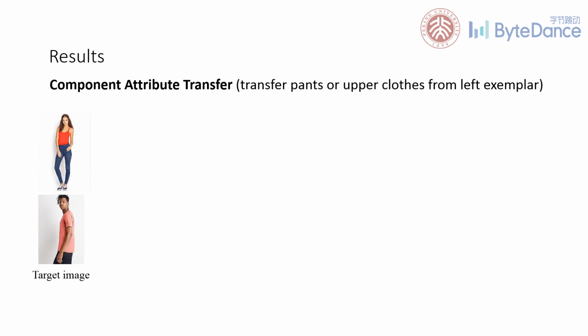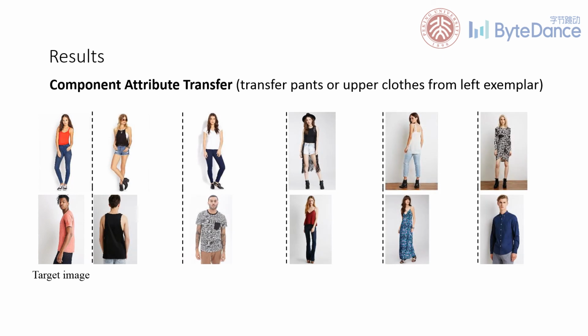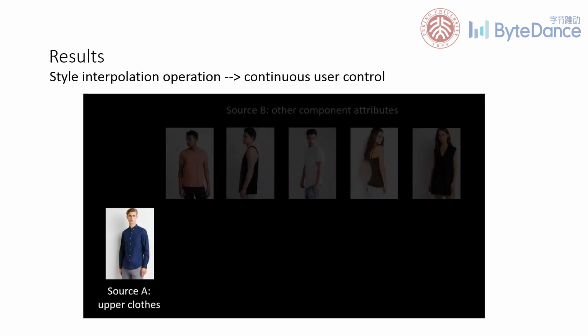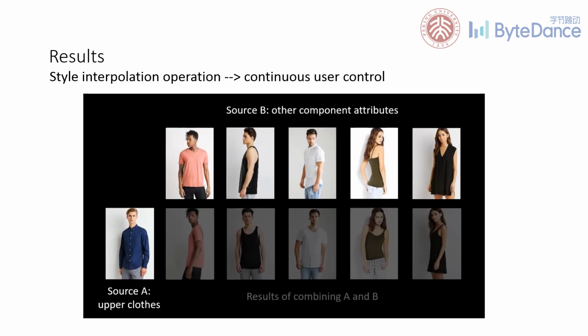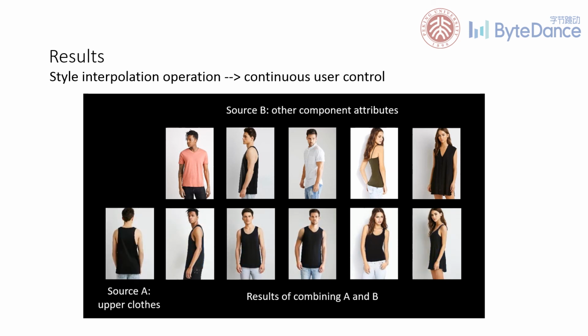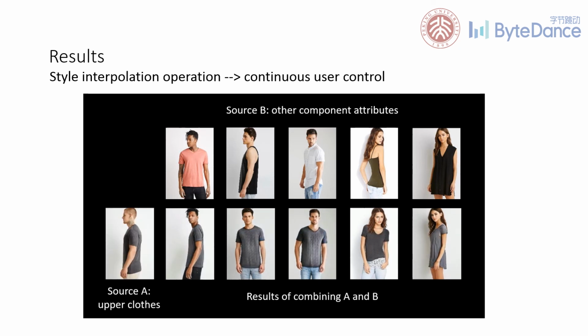For component attribute transfer, we can edit upper clothes or pants of target images by using additional source images to provide desired attributes. Our model constructs a complex manifold, and you can travel along the manifold from one attribute to another, thus achieving continuous user control. With source A to provide a person image in desired upper clothes, our model can synthesize target images with it transferred.